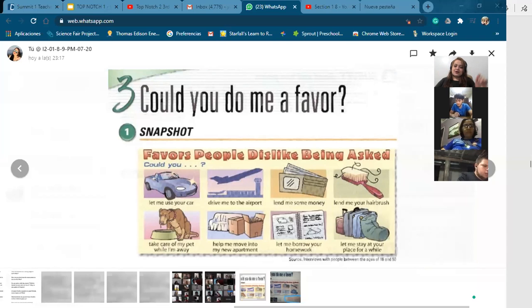Everybody be ready because I will call your name probably. Okay, Eduardo Magaña, number one. What is your example? Can't hear you. And drive me to the airport is the first example for you? No, let me use your car. What did you write? Oh, okay. Could you let me use your car? Okay, good. And next.